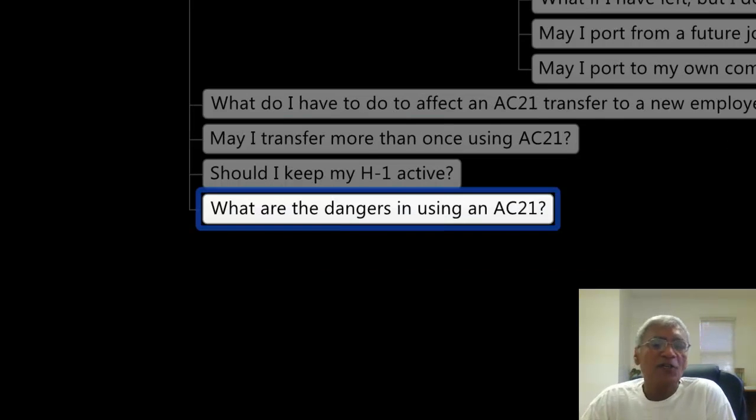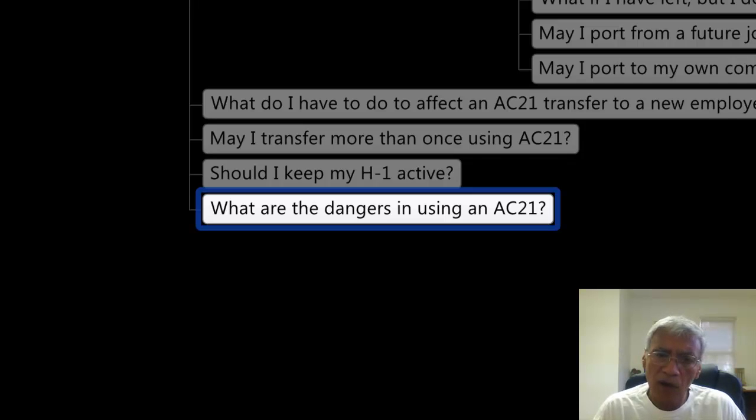What are the dangers in using an AC21? One thing that has always bothered me is if for some reason your 485 is denied. For example, you are out of status, not even knowing that you are out of status, and your 485 gets denied, you lose your AC21. Now think about this. This is something I'm seeing come up, not frequently, but it does come up. An employee was placed in California where the LCA was approved for Colorado.